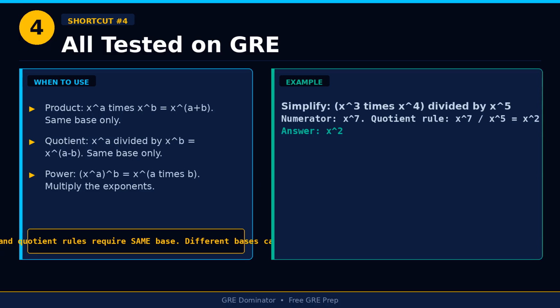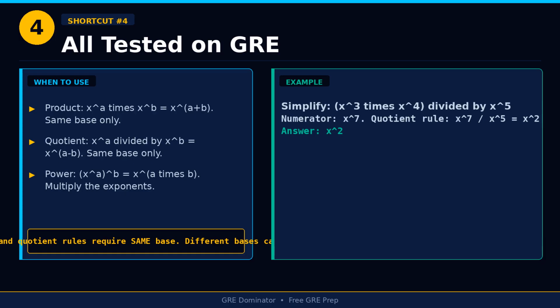6 exponent rules. Product: same base, add exponents. Quotient: same base, subtract exponents. Power: multiply exponents. Zero power: any non-zero base to the 0 equals 1. Negative exponent: x to the negative n equals 1 over x to the n. Fractional exponent: x to the 1/2 equals the square root of x.